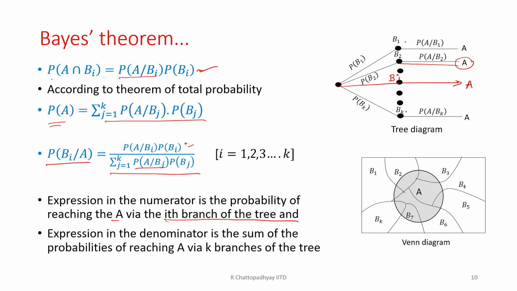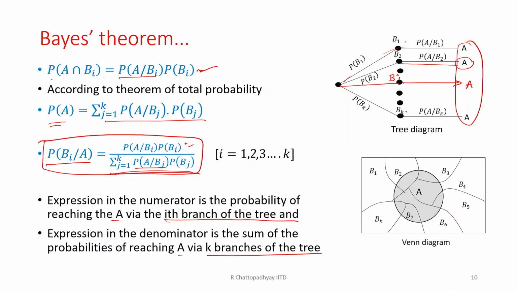The expression in the denominator is the sum of the probabilities of reaching A via all k branches of the tree. If this is my tree, these are the branches. So I am summing all of them, through B1, through B2, through so many branches. I can reach A by this and this, and all of them I have to include. That is what the denominator is. So this is how Bayes theorem is stated here. This is what is known as Bayes theorem.